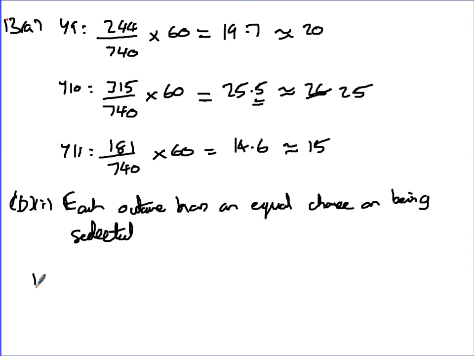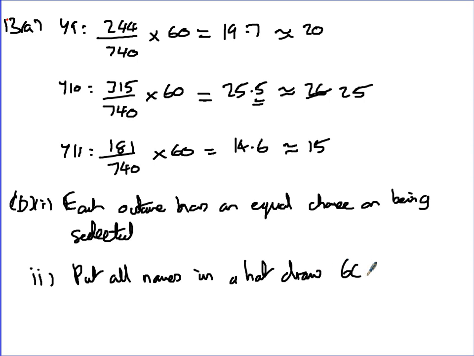Describe how she could take a random sample of these people. Well, you just put all names in a hat and draw 60 tickets. That's fine, there's an answer there. You can do random number generators and all sorts of other stuff as well, but that to me is the easiest.